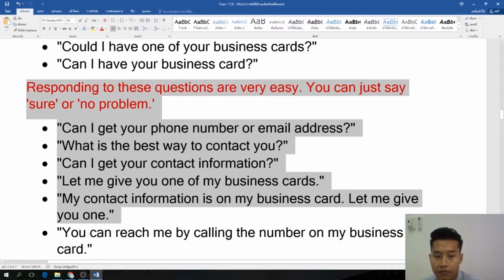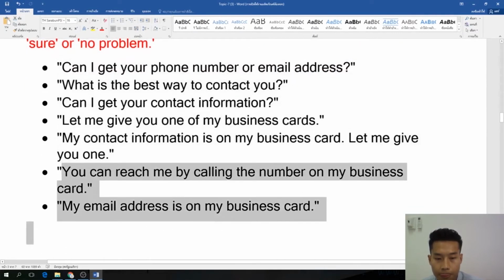Can I get your phone number or email address? What is the best way to contact you? Can I get your contact information? So let me give you one of my business cards. My contact information is on my business card. Let me give you one. You can reach me by calling the number on my business card. My email address is on my business card.